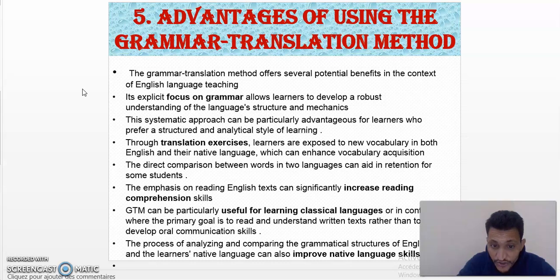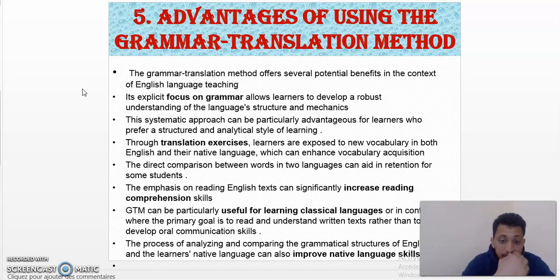Through translation exercises, learners are exposed to new vocabulary in both English and their language, which can enhance vocabulary. So this approach promotes vocabulary and helps learners acquire a lot of vocabulary. The direct comparison between words in two languages can aid retention for some students. The emphasis on reading English texts can significantly increase reading comprehension skills.